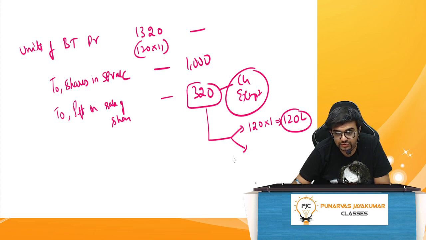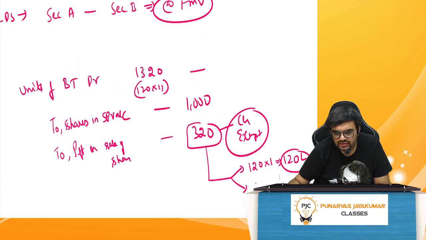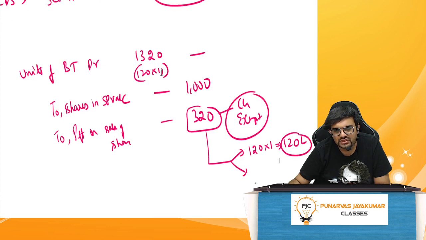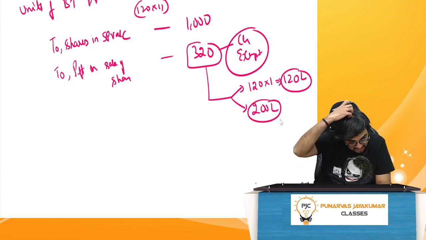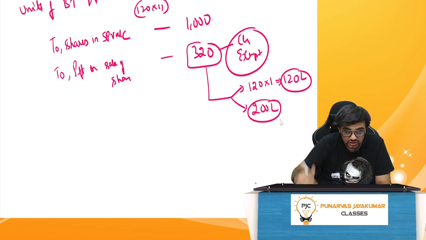The other one is what? On exchange of shares. So basically 120 is removed from here, 120 is just an extra thing. So remaining is what? 1200 minus 100. So 200 lakh is actual profit on exchange of shares.